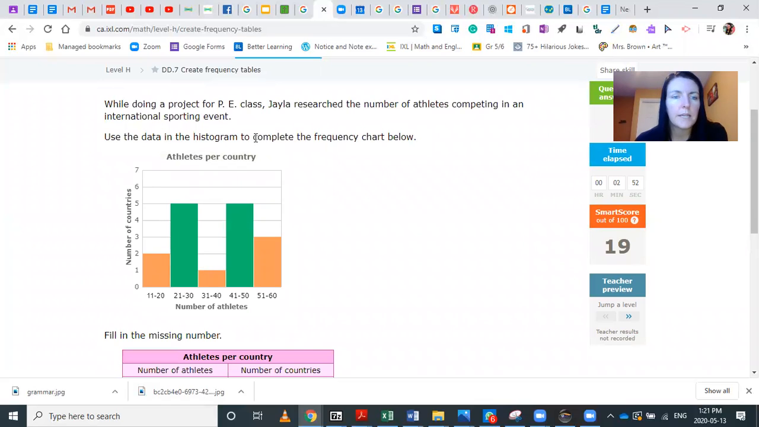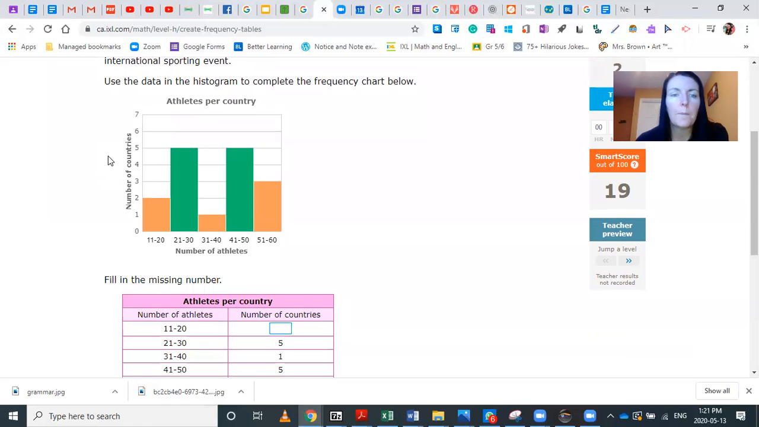While doing a project for PE class, Jayla researched the number of athletes competing in an international sporting event. Use the data in the histogram to complete the frequency chart below. Athletes per country, number of countries. All right, so athletes per country, there are 2 countries that have between 11 to 20 athletes that attended whatever sporting event. Could be the Olympics, whatever it is, right?